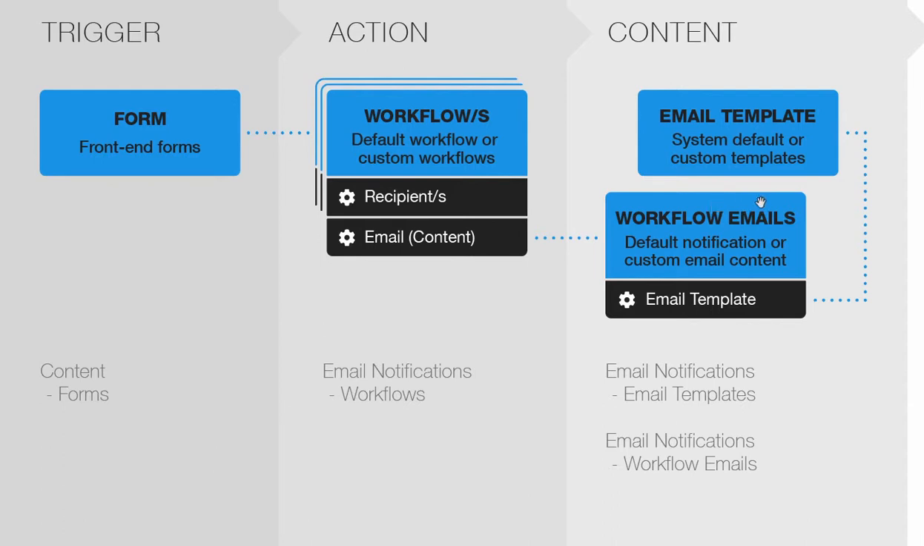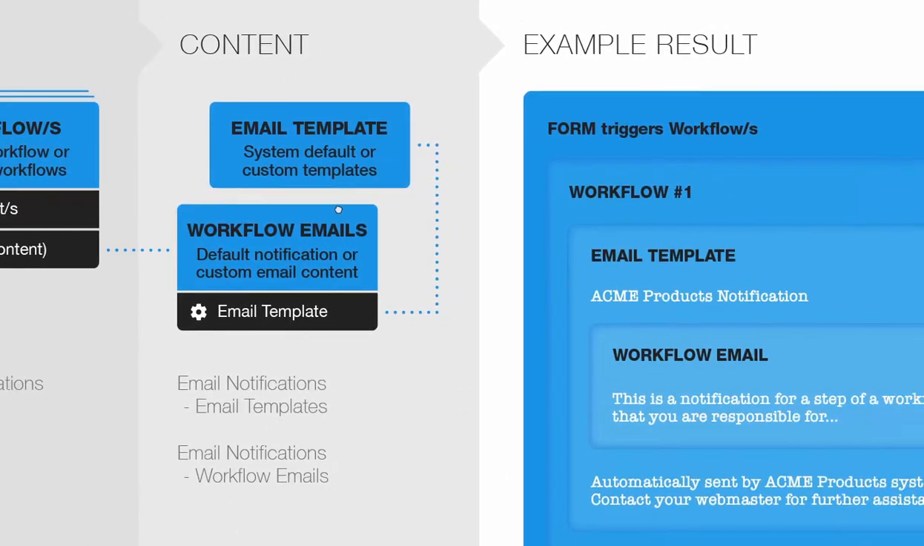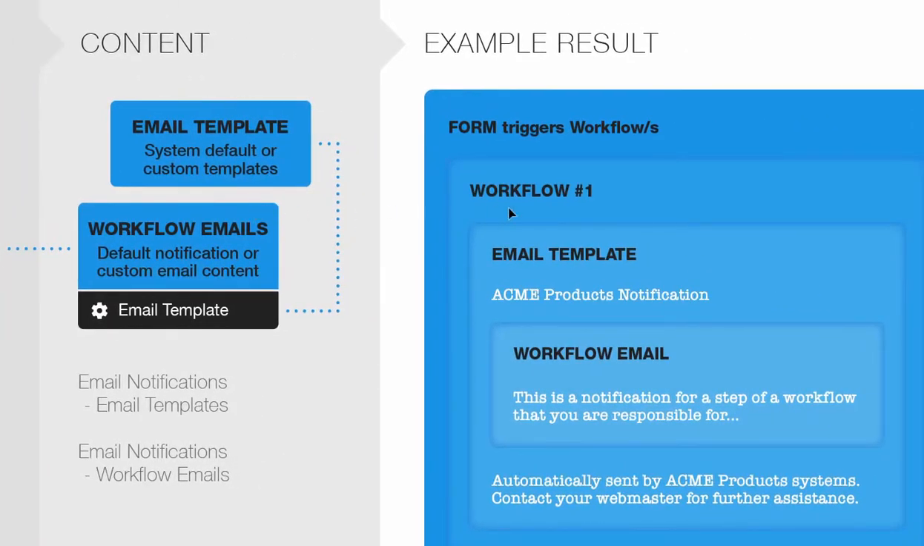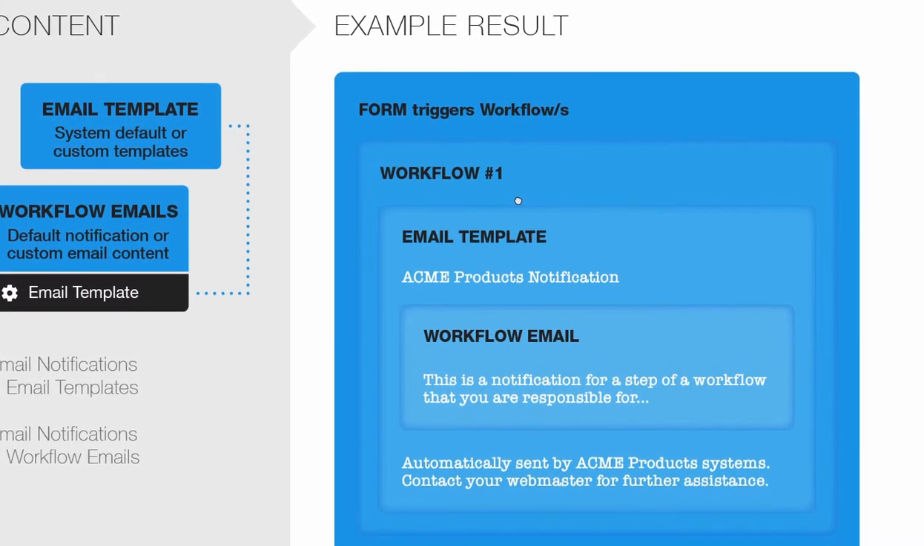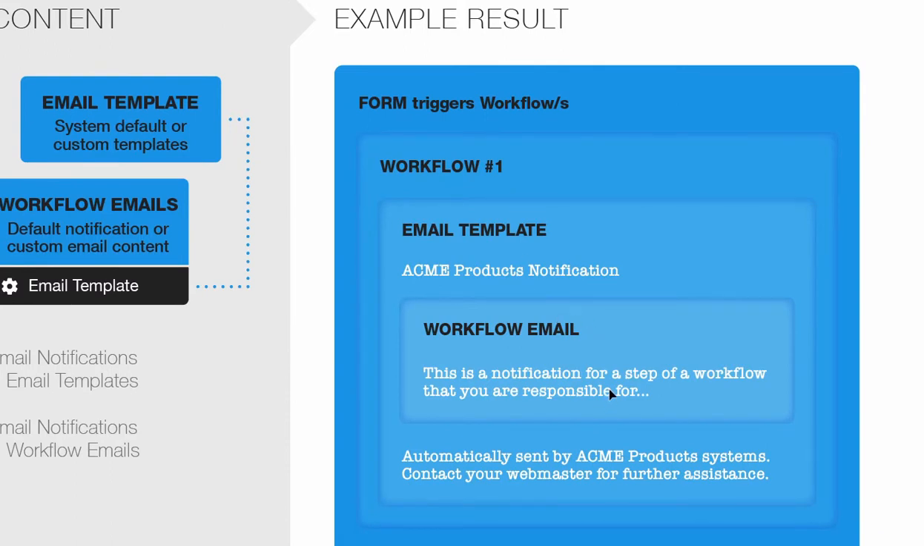To help further visualize how this all comes together, we can nest these components together visually as per this diagram. The outer layer is the form triggering the workflow, which in turn governs the email content components to be used. Noting here that an email can consist of an overall template as well as the message body.